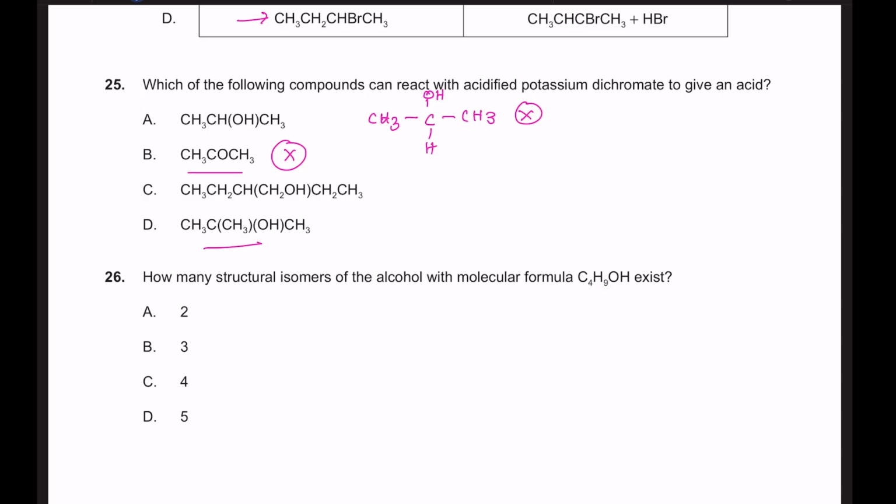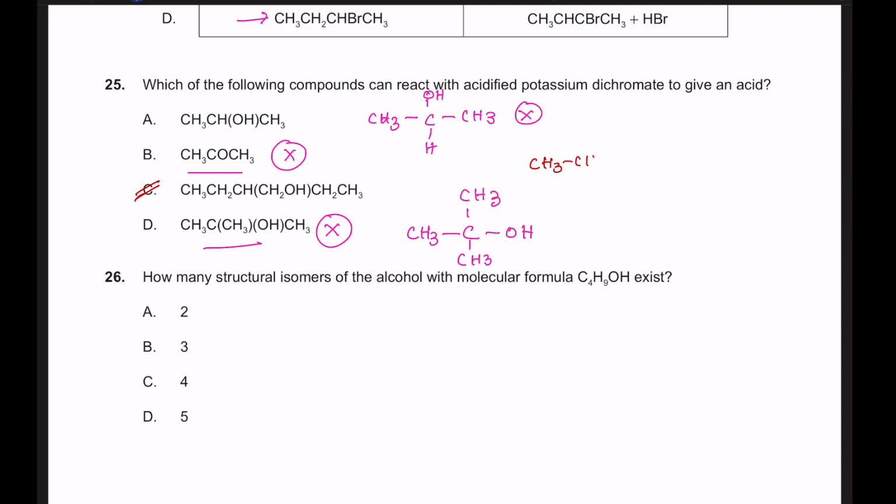Let's take part D. Part D, if you check, you have three CH3 groups and OH. It is a tertiary alcohol. Tertiary alcohols cannot be oxidized, so we can eliminate A, B, D. I know the answer has to be C, but why is it C? Let's try to understand the reasoning behind it.